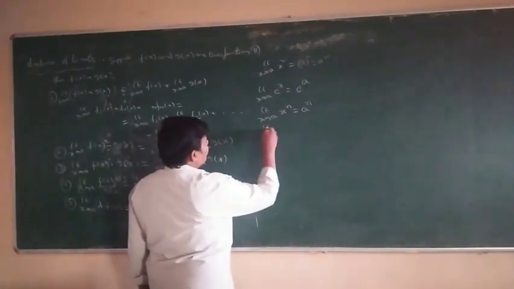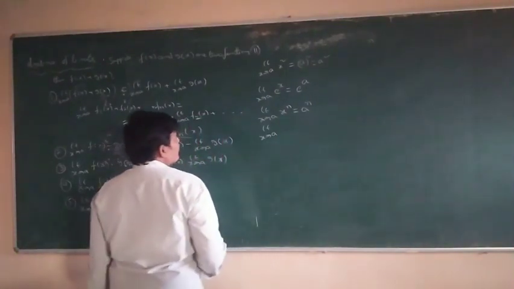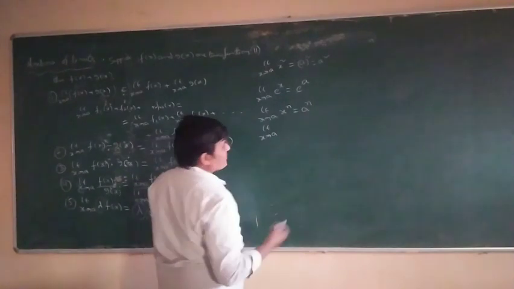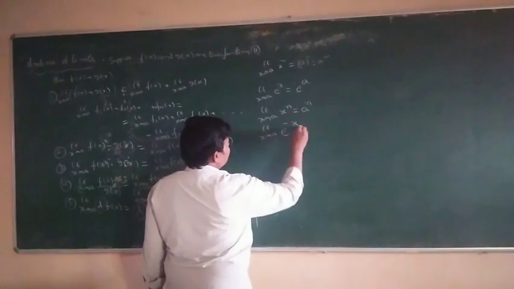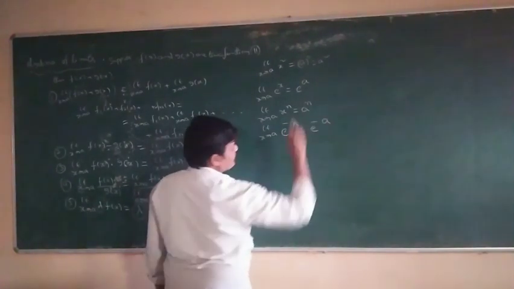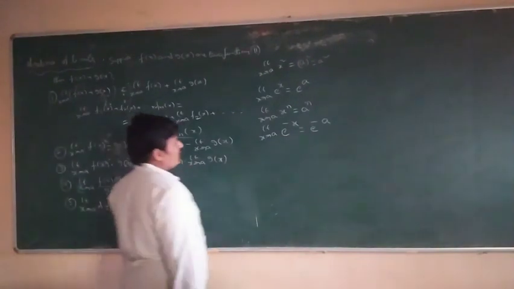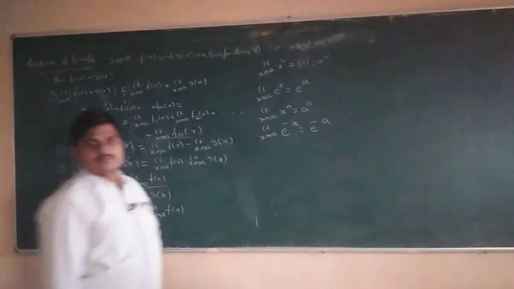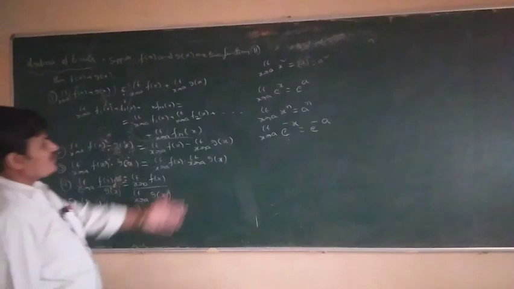So limit x tends to a, a power x is equal to a power a. Anything like e power minus x, so e power minus a. Okay, e power minus x becomes e power minus a, and so on. So these are the properties and some more small problems.